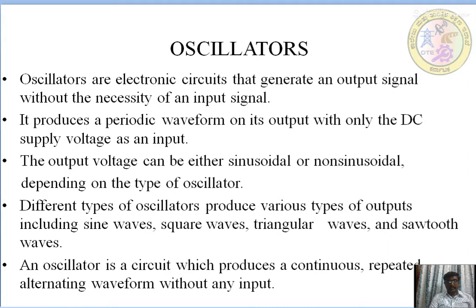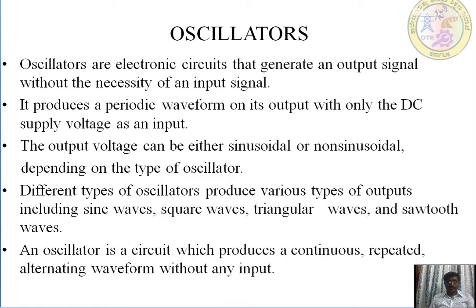That is, it might have a sine wave, or the output might be a triangular wave, square wave, or a sawtooth waveform. Different types of oscillators produce various types of outputs including sine waves, square waves, triangle waves, and sawtooth waves. An oscillator is a circuit which produces a continuous repeated alternating waveform without any input. So noise voltage is the one which is acting as the input. Normally the oscillator does not have any input.